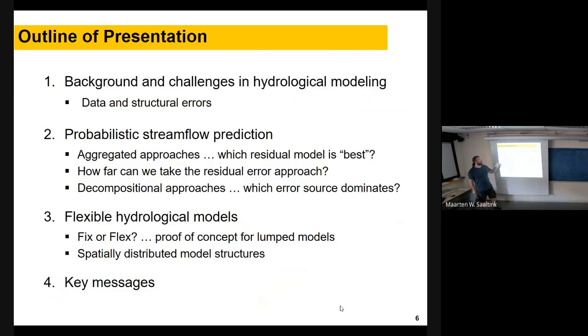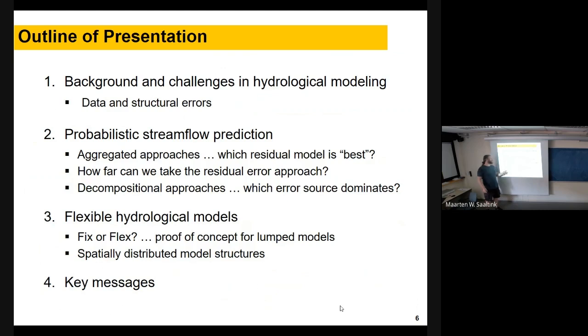Okay, so I have a fairly ambitious outline for the talk. I'd like to have it fairly informal, so I enjoy questions and debates. I'll see how we go through these things, but really the core is going to be on probabilistic prediction, and I want to talk a bit about aggregated approaches, which I think are quite suitable for practical applications, and see how far we can take them with this residual error approach. This is a bit more ambitious in a scientific sense, trying to understand where the uncertainty is coming from primarily. So we have to decompose the uncertainty into the different components.